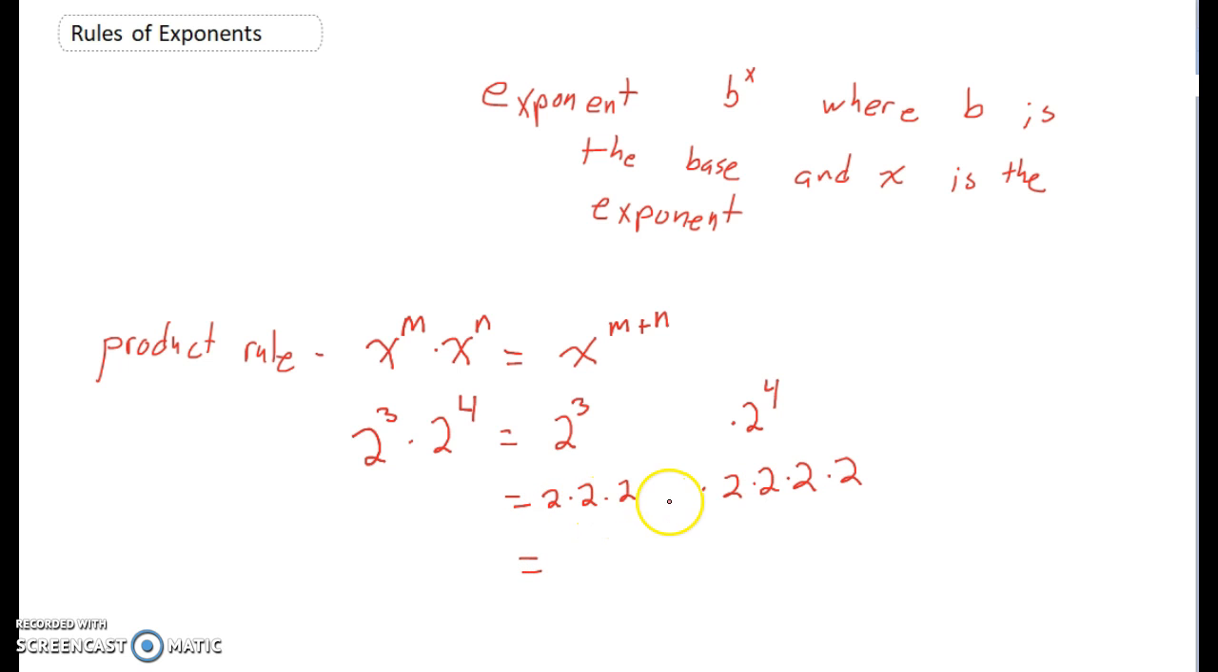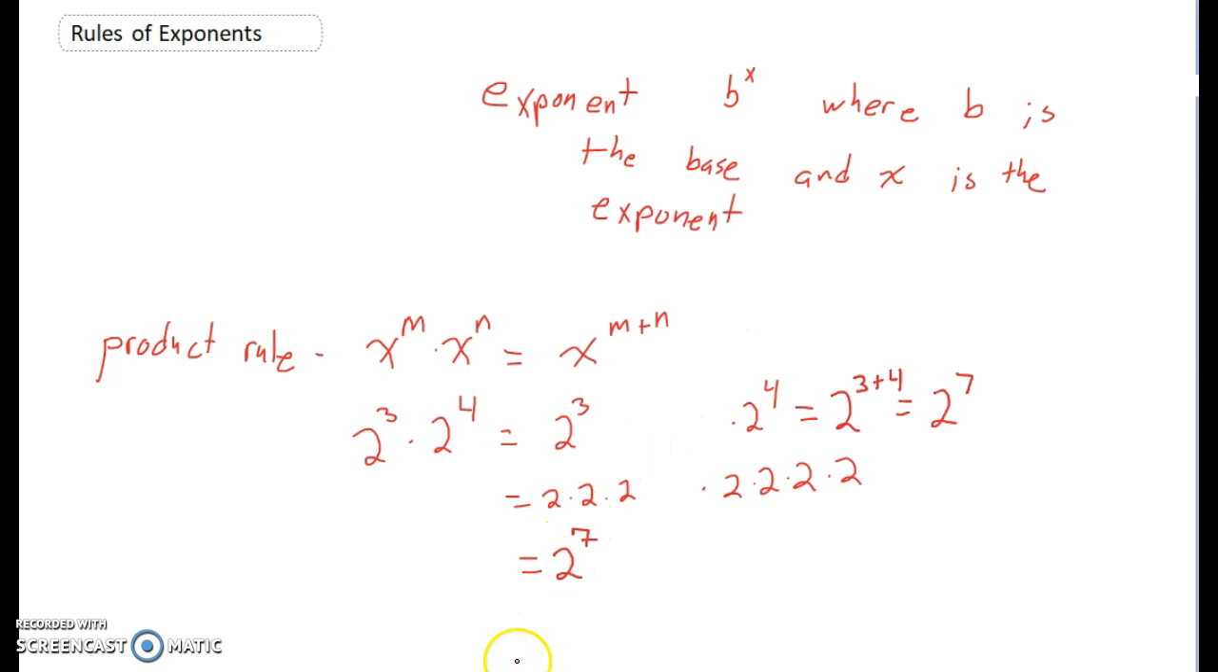So here we just have a bunch of multiplication of 2's going on. So we have 1, 2, 3, 4, 5, 6, 7 2's. So we can write this as 2 to the 7th power, being exponents, it's just repeated multiplication. Right? So another way we can write this is 2 to the 3 plus 4, or 2 to the 7th. And we see that happening down here in our product rule. And so hopefully that helps explain one of the rules.